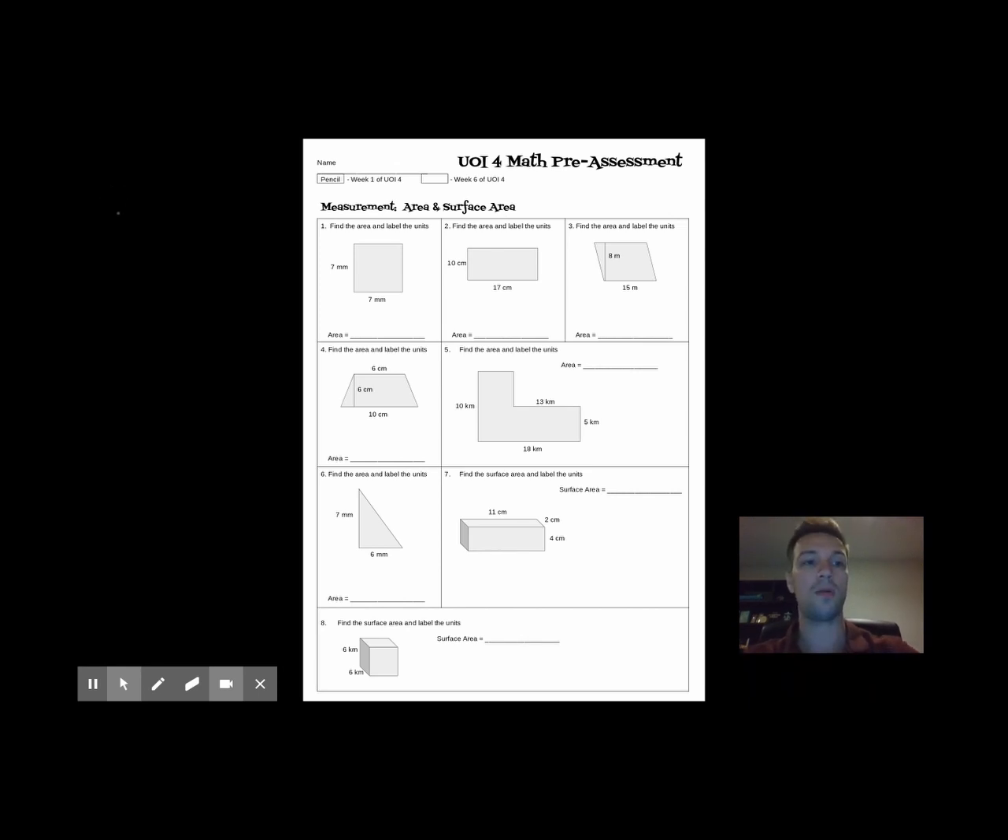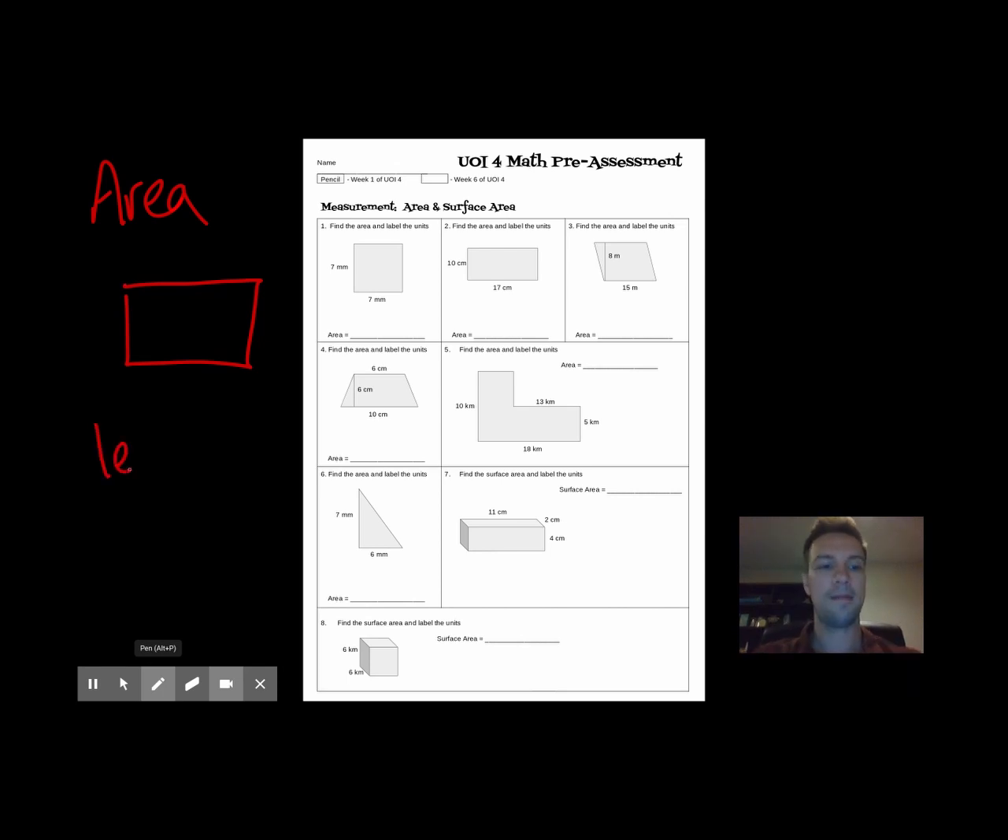Let's quickly review the concept of area, which you all should remember from UOI 2 in grade 3. Remember, when we calculate area, we're trying to find the space within an object. Okay? And how do we do that? We have to find the length and multiply it by the width. Okay? That's something we learned already. I'll give you that much of a hint to get you started. You should be able to find the length and the width of each shape on this pre-assessment. So good luck. Let's go through each question one by one.